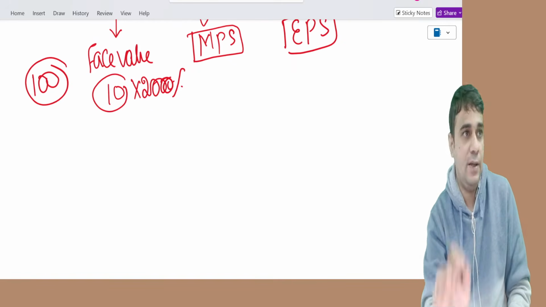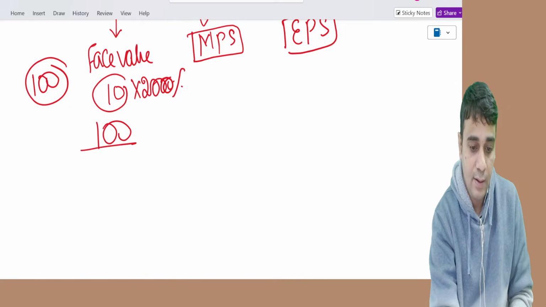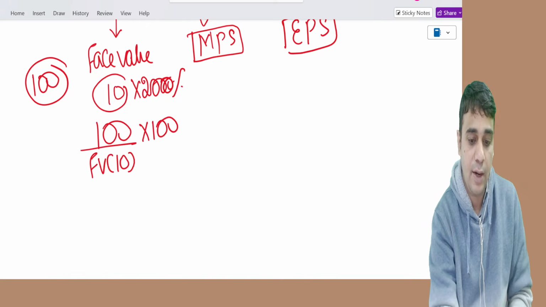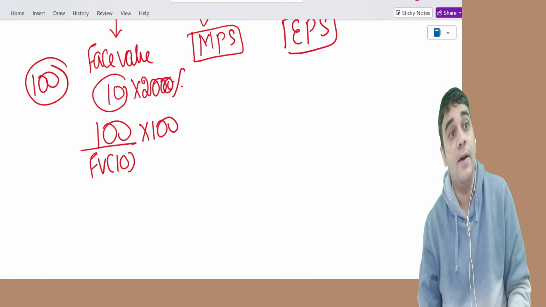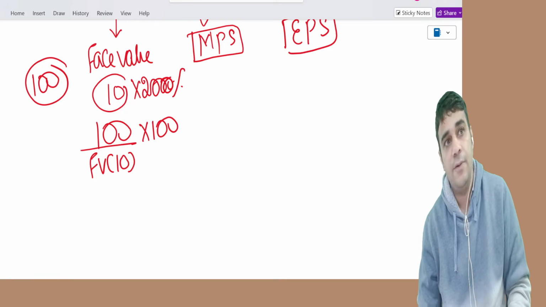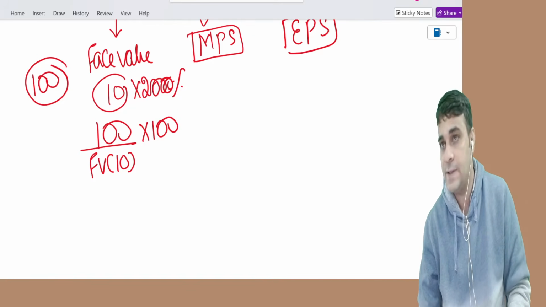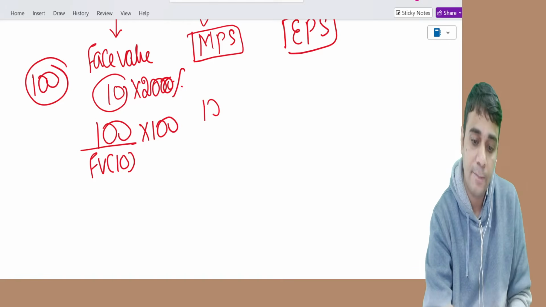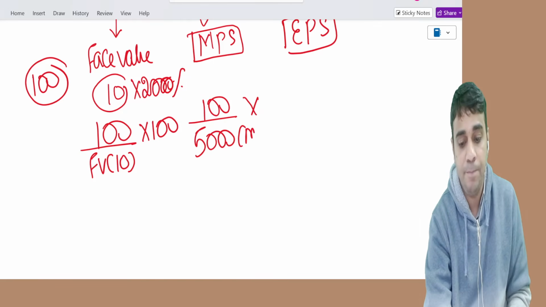100 rupees, if they want to calculate the dividend rate, it is 100 divided by the face value of 10 rupees, into 100, which is 1000 percentage. They'll say we are declaring a dividend of 1000 percentage. But 100 divided by 5000, where 5000 is the market price.